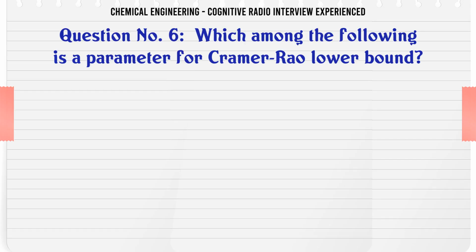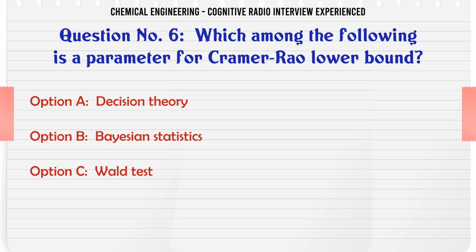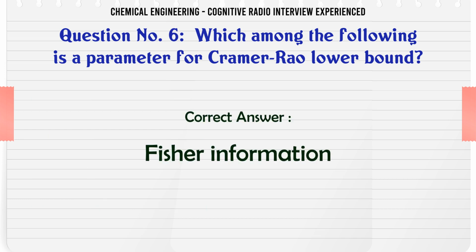Which among the following is a parameter for Cramer-Rao lower bound? A. Decision theory. B. Bayesian statistics. C. Wald test. D. Fisher information. The correct answer is Fisher information.